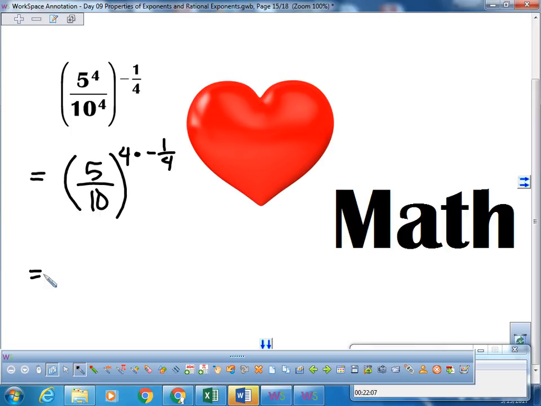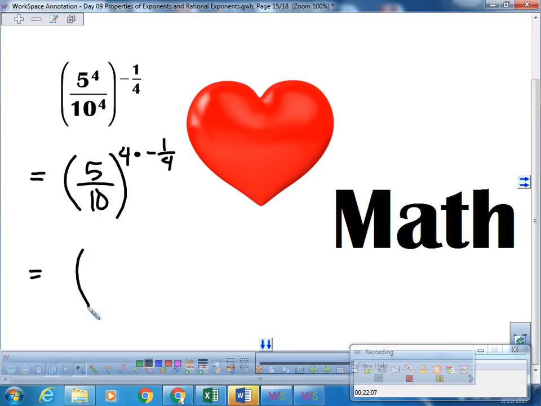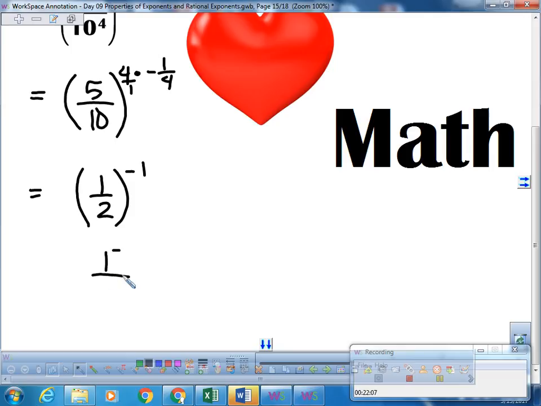4 times negative 1/4. Now, 5 to the 10th can simplify, right? It's inside the parentheses, so it can simplify, so I have 1/2. And 4 times, this is really a 4 over 1, right? Don't the 4s cancel out? And I have a negative 1? Doesn't that mean I can distribute that to everything on the inside? So isn't that 1 to the negative 1 over 2 to the negative 1? So don't they both have to switch places? So it's just 2. So that big old mess up there was just 2.